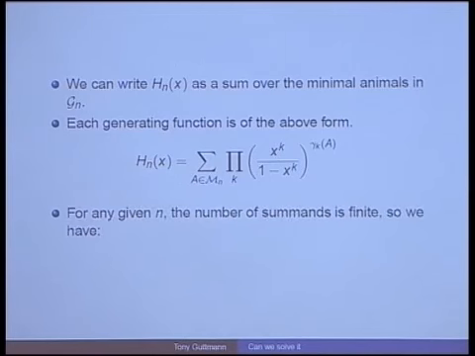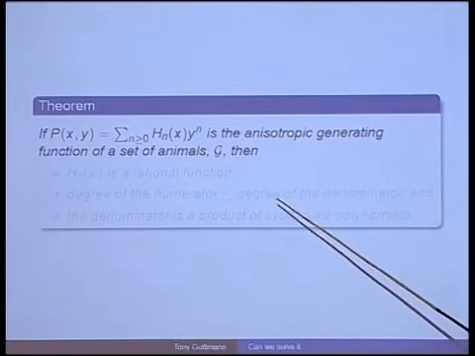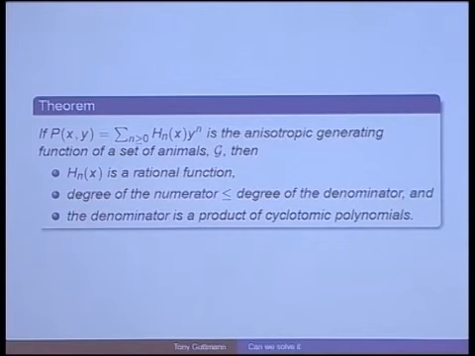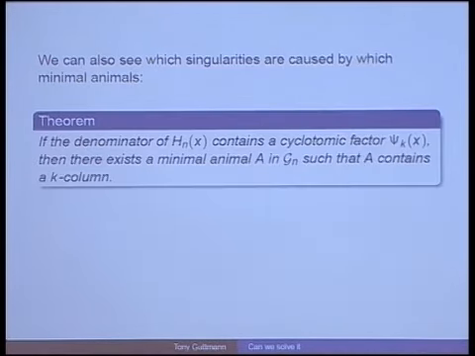So for any given n, the number of summands is finite, and so we have the following theorem: if P is the anisotropic generating function of a set of animals G, then H is a rational function. The degree of the numerator is the degree of the denominator, and the denominator is a product of cyclotomic polynomials. So the previous demonstration that I gave you can be used to prove that. We can also see which singularities are caused by which minimal animals. So this is how we're working slowly towards a proof of all this.